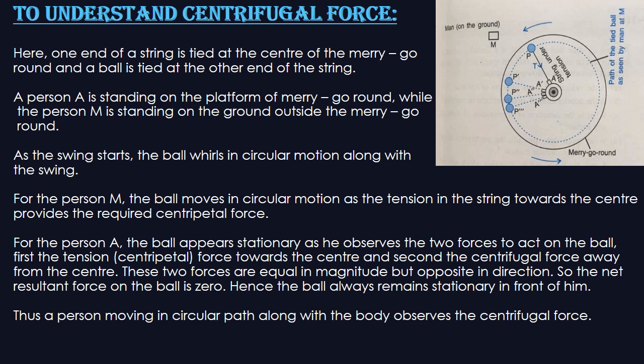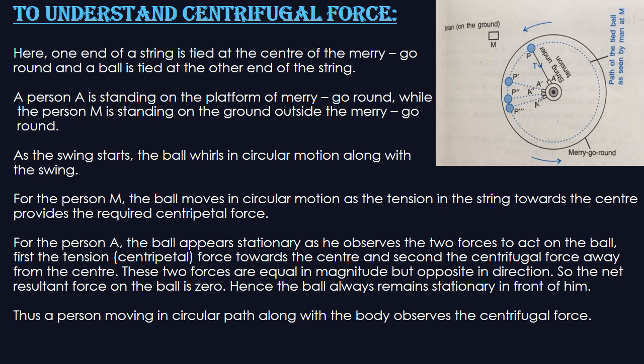To understand centrifugal force, let us take an example of a merry-go-round. Here, one end of a string is tied at the center of the merry-go-round and a ball is tied at the other end of the string. See here, at the center of the swing, the string is tied and the other end of the string is tied with the ball. A person A is standing on the platform of the merry-go-round while the person M is standing on the ground outside the merry-go-round.